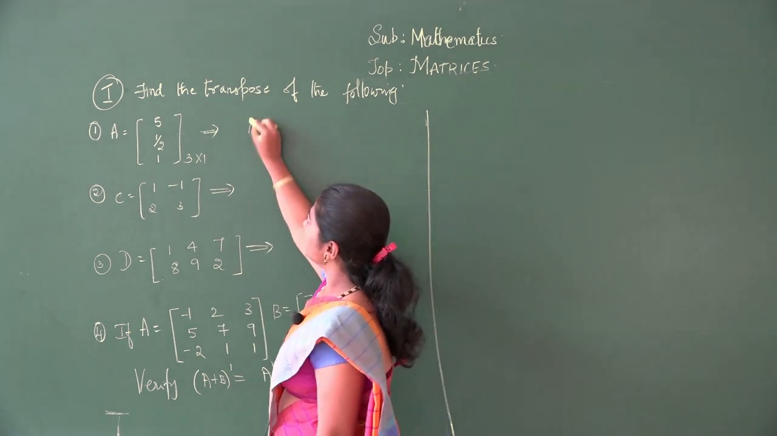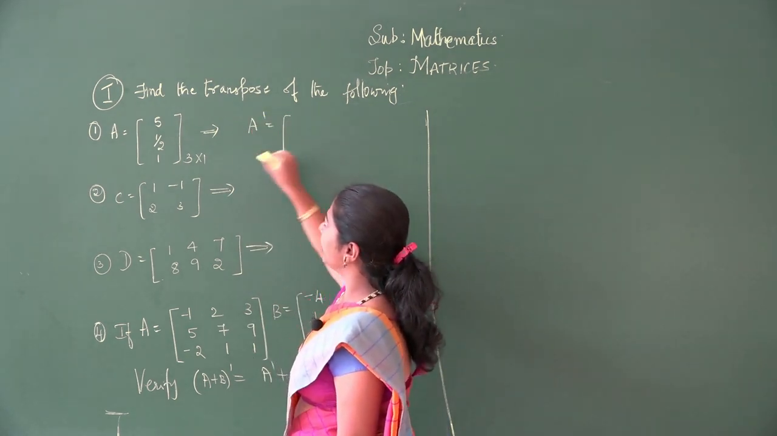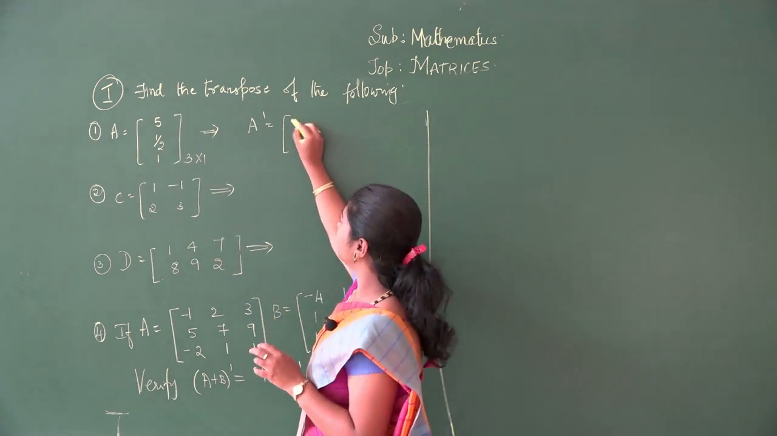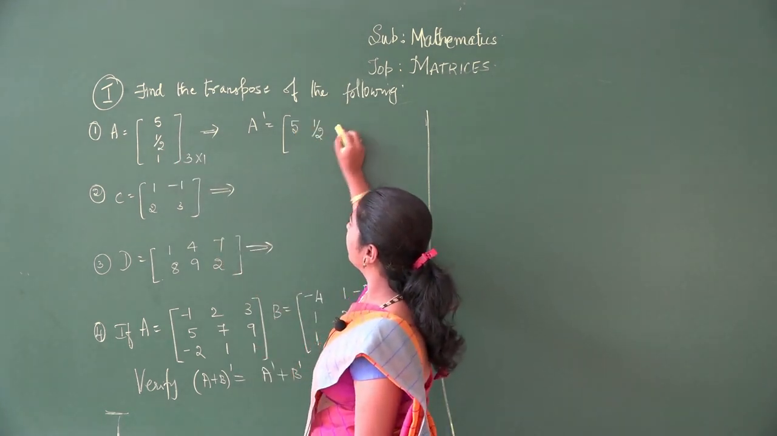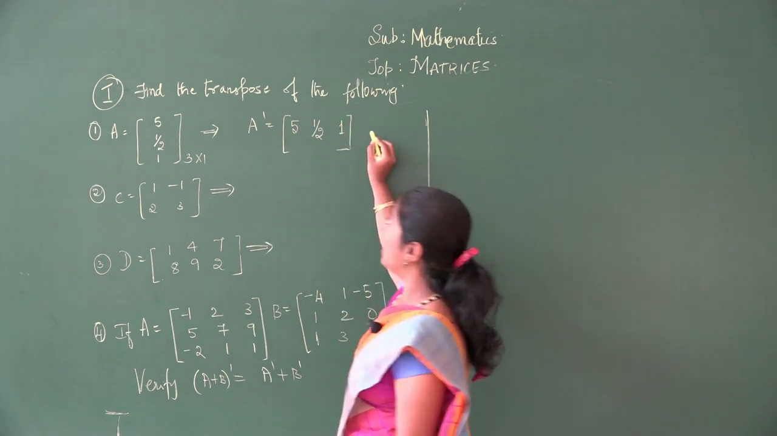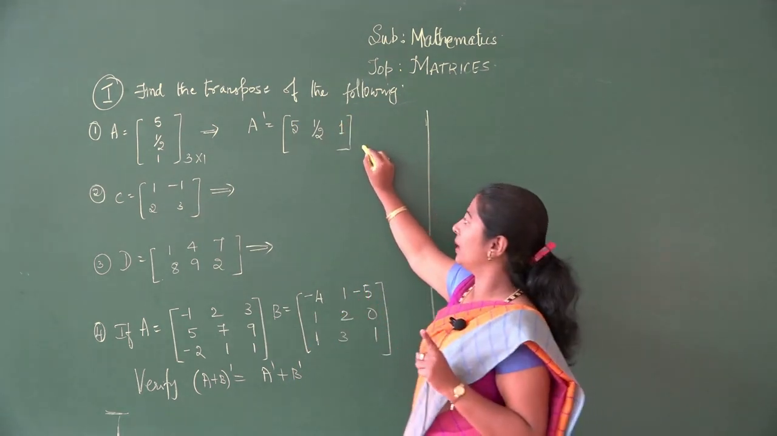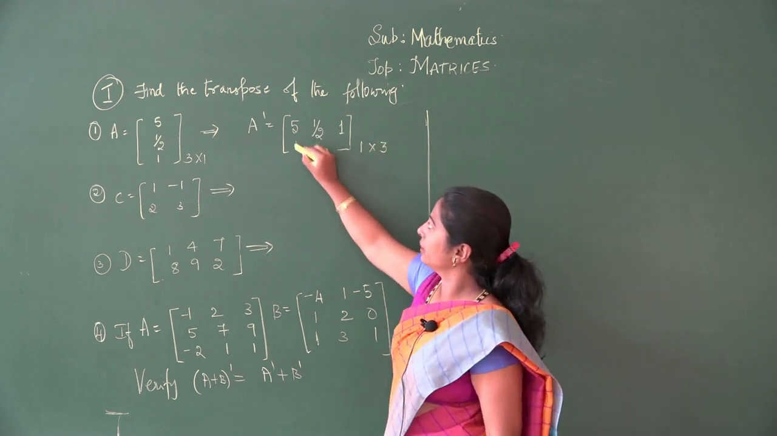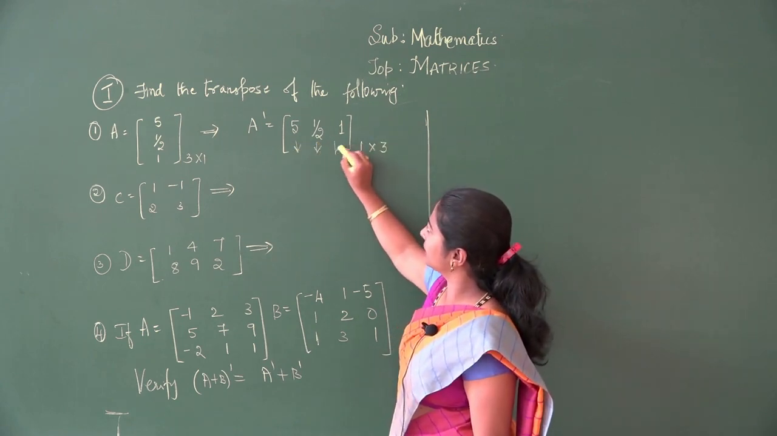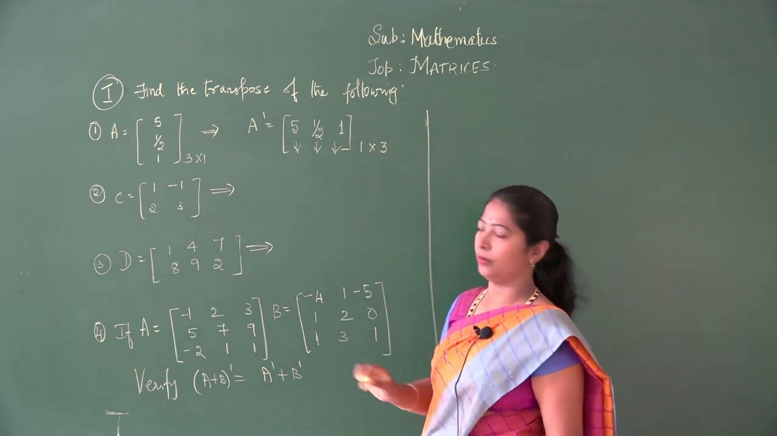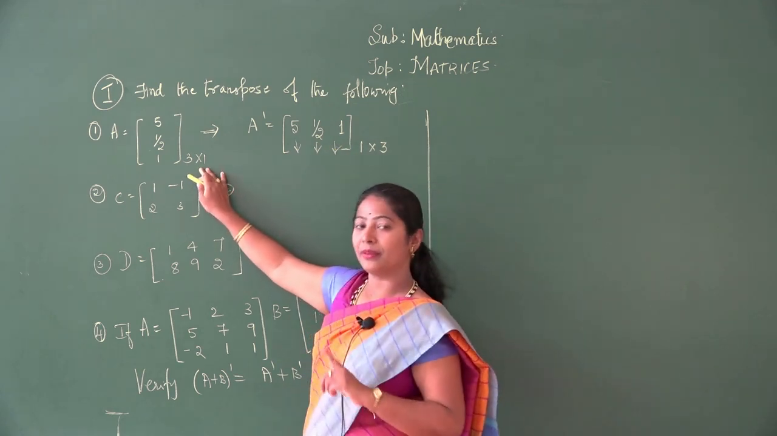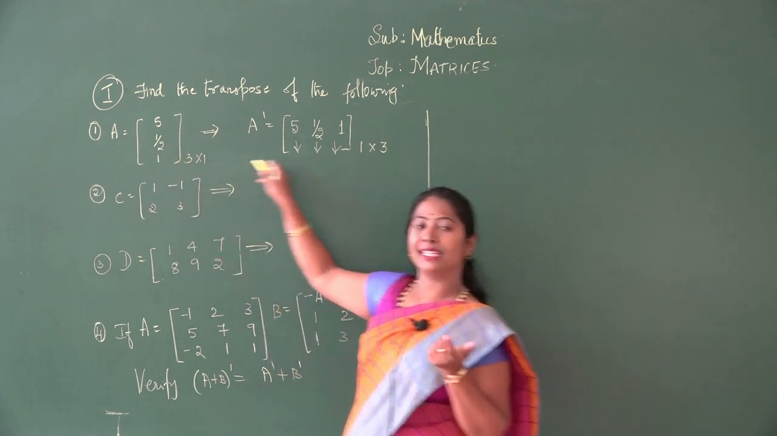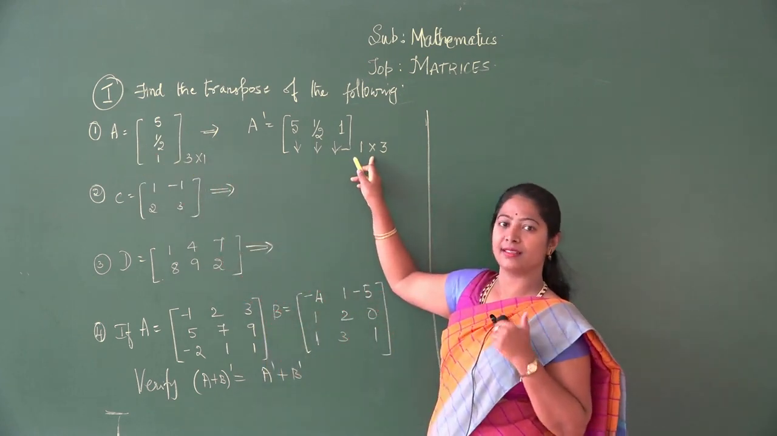Therefore, what is A transpose? Rows are changed into columns. This is a column. It will be changed into a row and can be written as 5, 1 by 2 and 1. How many rows does it contain? 1 row. How many columns does it contain? 3 columns. First column, second column, and this is the third column. So the order of the matrix A was 3 cross 1. After transposing, it becomes 1 cross 3.